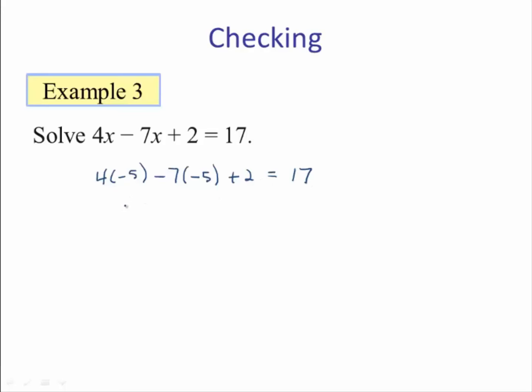So here we have 4 times negative 5, which is negative 20. We can think of this as negative 7 times negative 5, which is positive 35, plus 2. Does that equal 17? Negative 20 plus 35 is 15, plus 2, and we know that equals 17. So 17 equals 17. The left-hand side equals the right-hand side.